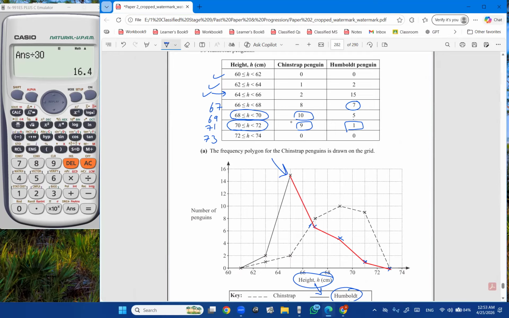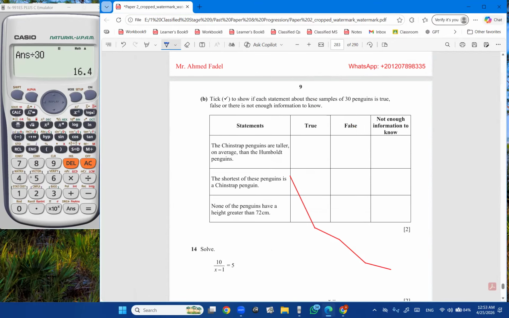All right? So you're going to find, and even also here, the 66 and the 68 here is 8. So you're going to find that the tall or the high measurements, the big numbers in the height, there are more from the chinstrap than the Humboldt. So the chinstrap, yes, is taller. I'm going to raise this now. I might need it later. All right, so the chinstrap penguins are taller, yes.